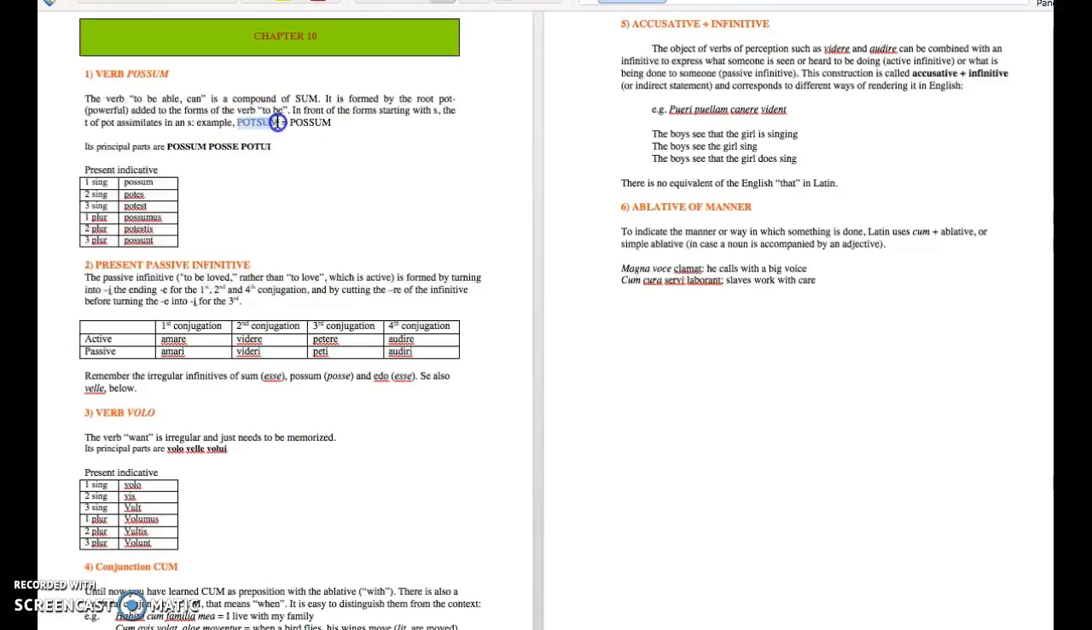Depending on whether the forms of the verb sum start with an S or with an E, like es in the second person singular, est in the third person singular, or estis in the second person plural, the T, since it's difficult to pronounce, potsum, gets assimilated and becomes a double S, okay? In front of the E, instead, it remains T. Okay, so the present becomes possum, potes, potest, possumus, potestis, possunt. Okay?